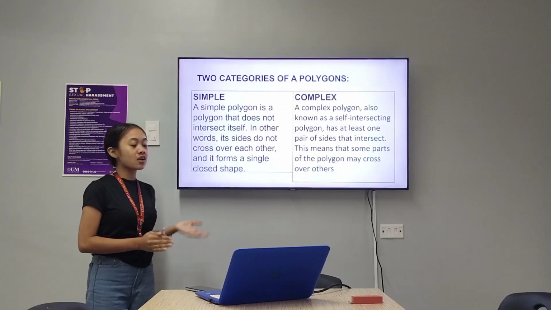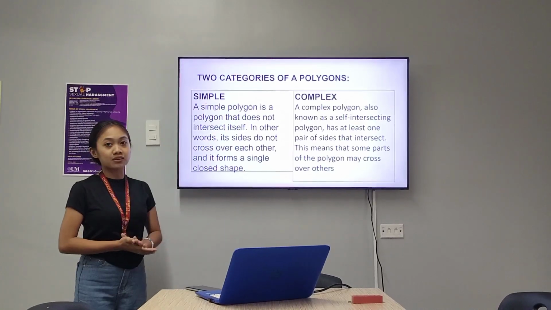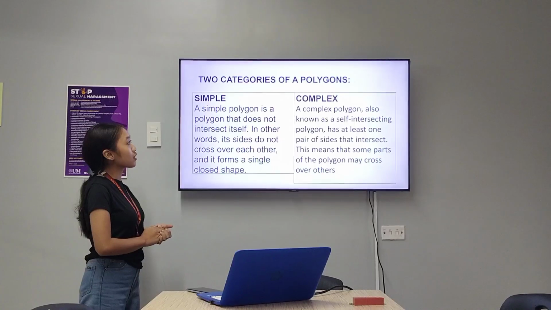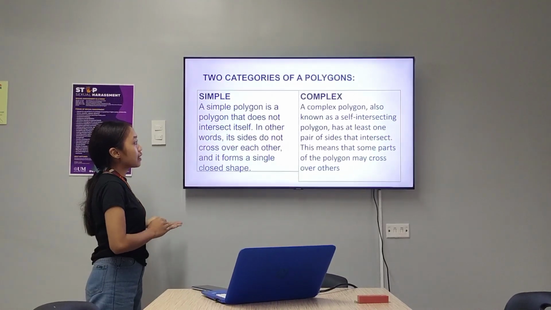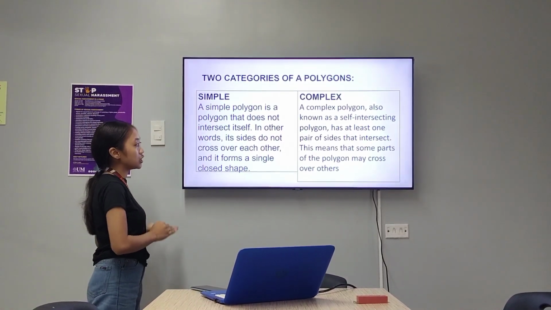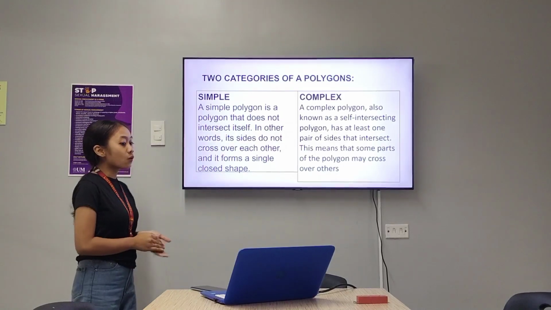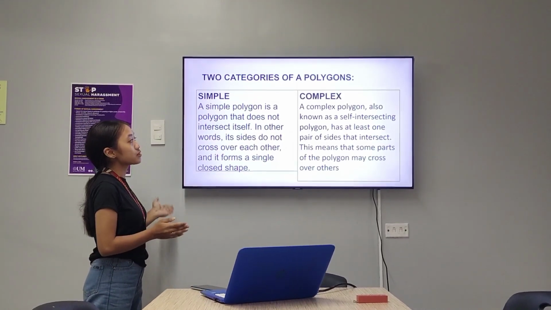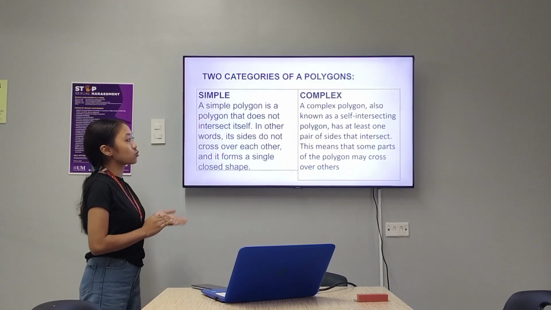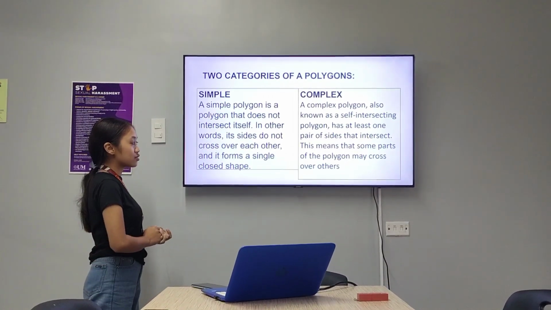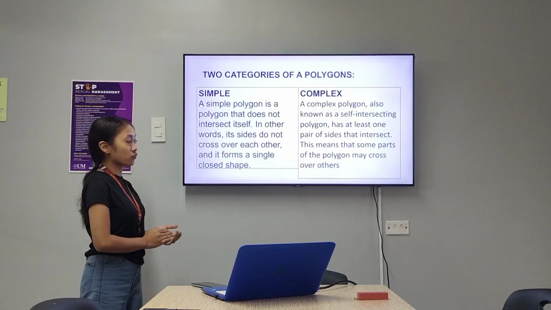In polygons, there are 2 categories: simple and complex polygons. A simple polygon is a polygon that does not intersect itself. In other words, its sides do not cross over each other and it forms a single closed shape. A complex polygon, also known as a self-intersecting polygon, has at least one pair of sides that intersect. This means that some parts of the polygon may cross over others.